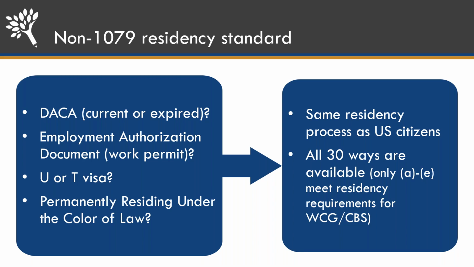So an example would be, maybe you have a student who never had DACA, doesn't have it currently or it expired, but they do have an employment authorization document. And this is happening more and more. In fact, we highly encourage you, because many of our non-citizens who do qualify for tuition and aid have an employment authorization document, to ask for that when you're trying to figure out if they meet the non-1079 standard, because most will have it. And if they do, they've passed that hurdle, and then it's just, okay, now it's time to run them through the typical questions. Do they have a domicile here, et cetera?